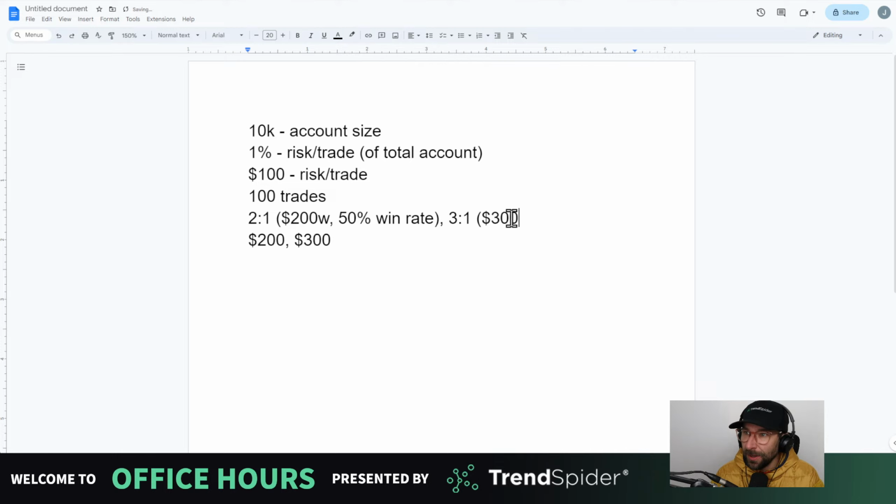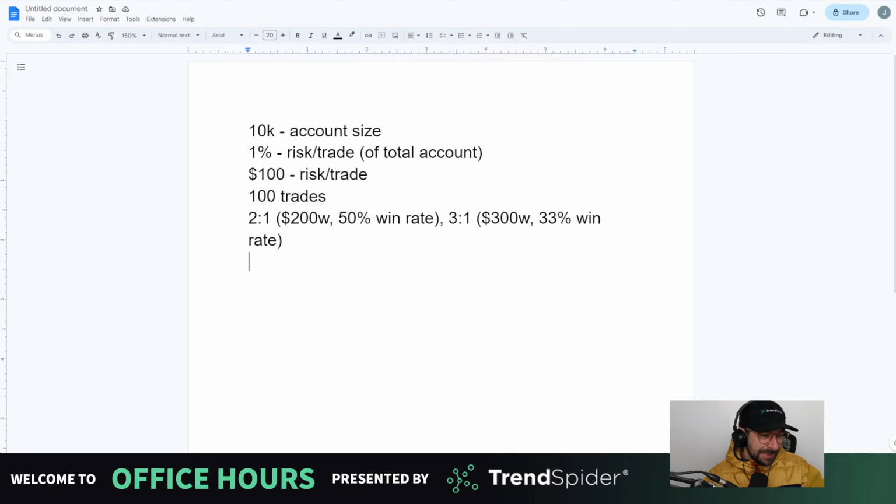You're looking to win $300, and you can have a 33% win rate, right? This is the whole idea around R: you have to understand what you're risking on every trade. You have to understand what you're seeking to gain on every trade.